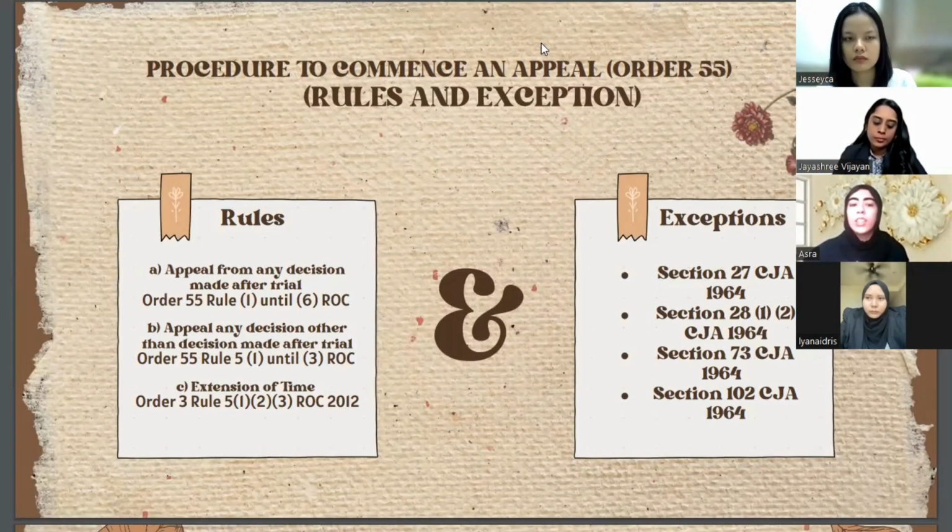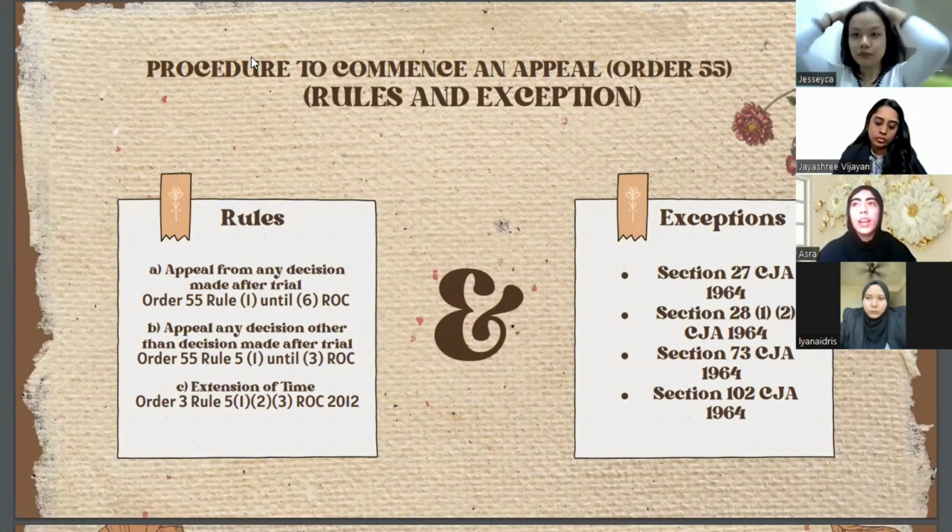Lastly, Section 73 of the Courts of Judicature Act 1964 states that an appeal does not operate as a stay of execution. An appeal shall not operate as a stay of execution or proceedings under the decision appealed from unless the court below or the Court of Appeal so orders, and no intermediate proceeding shall be invalidated except so far as the Court of Appeal may direct.